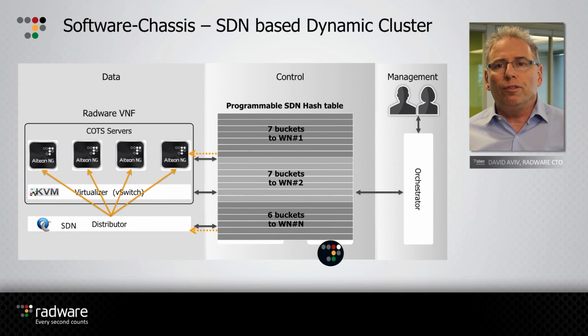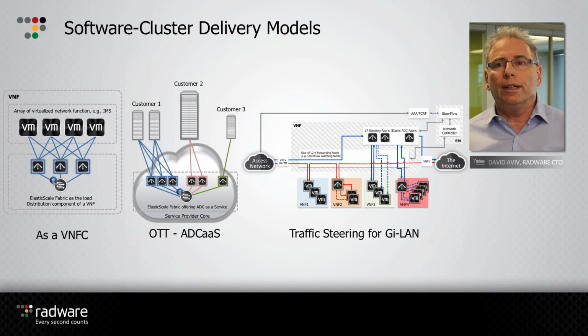With that, we provide three delivery software cluster models to the market. One, a VNFC. Secondly, an over-the-top model in which we can run an ADC as a service. And the third one, which we will elaborate on a little bit later, is a traffic steering engine for Gi-LAN for mobile applications.